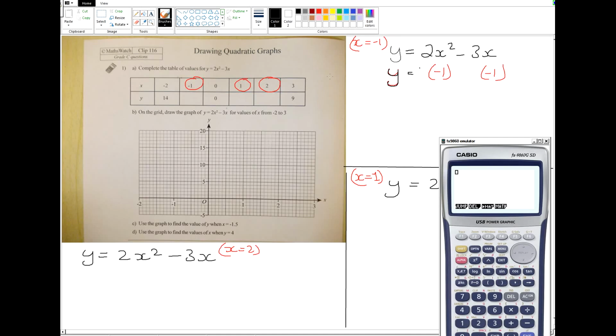Okay, right, we're looking at this next question here, drawing quadratic graphs. Complete the table of values for y equals 2x squared minus 3x. Okay, so I've set up the working space here.